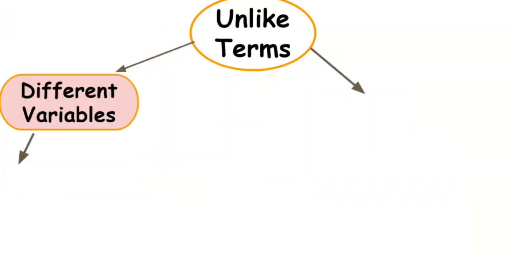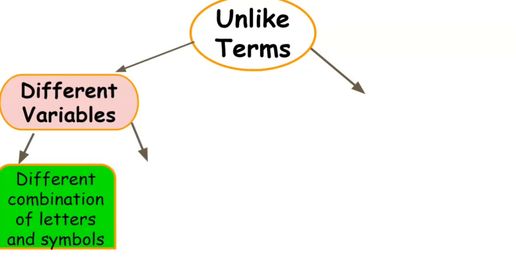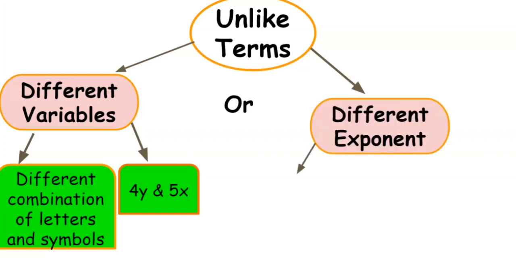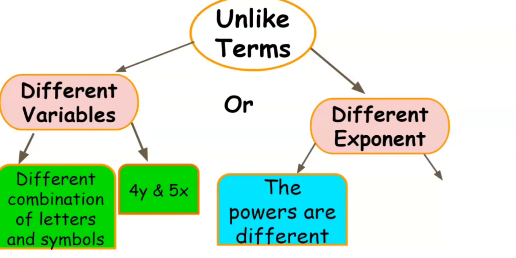Let's look at unlike terms. What are unlike terms? For them to be unlike terms, they need different variables. That means a different combination of letters and symbols. Example, 4y and 5x. We can't simplify this because the variables are y and x. They are not the same. We also need to note that even if the variables are the same, if the exponents are different, they are not like terms. So they must have the same variables and the same powers or exponents.